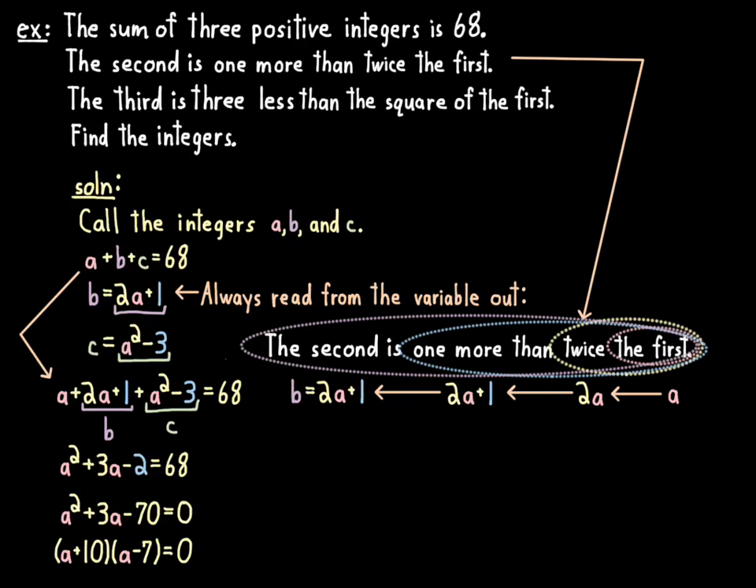Take a times a is a squared. Middle term, 10a minus 7a is 3a. And constant term, 10 minus 7 is minus 70 equals 0. Splits into two equations because the product of two numbers is 0 means one of the two is 0. So you get a is minus 10 or a is 7.